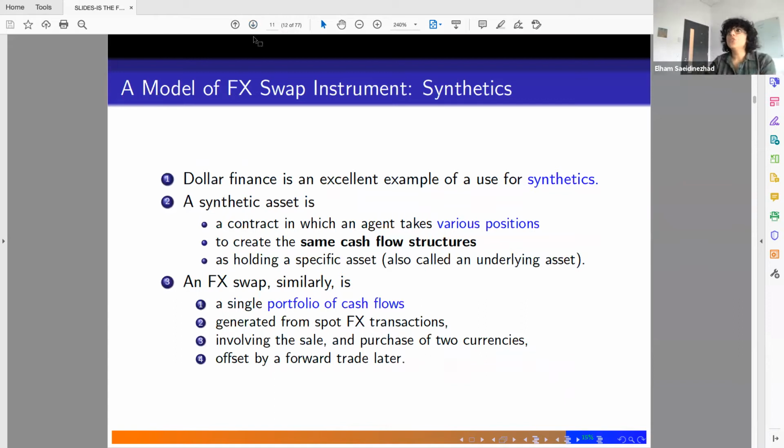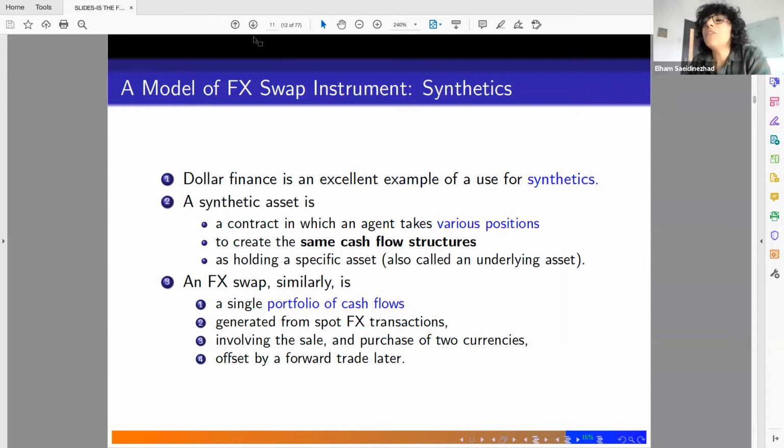Basically, we talked about the introduction, but let's talk about the model of an FX swap instrument. An FX swap instrument is a synthetic asset, and dollar finance is an excellent example of the use of synthetics. So what is a synthetic asset? A synthetic asset is basically a contract in which an agent takes various positions, and in doing so, it tries to create the same cash flow structure as the underlying asset. And this is exactly what an FX swap does.